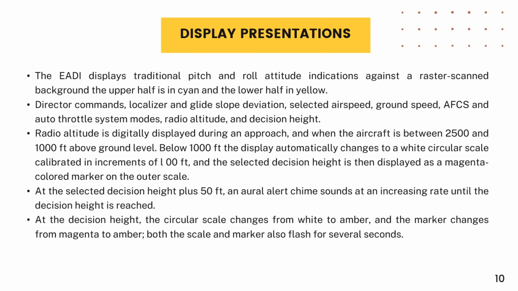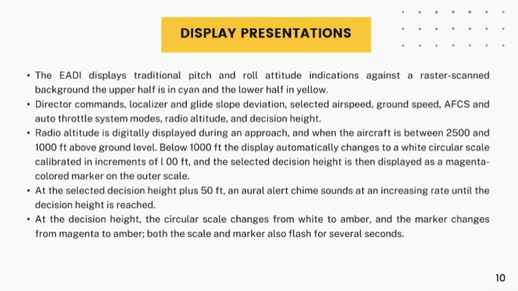Display presentations. The EADI displays traditional pitch and roll attitude indication against a raster scanned background. The upper half is cyan and the lower half is yellow. Director commands, localizer and glide slope deviation, selected airspeed, ground speed, AFCS and auto throttle system modes, radio altitude, and decision height. Radio altitude is digitally displayed when the aircraft is between 2500 and 1000 feet above ground level.